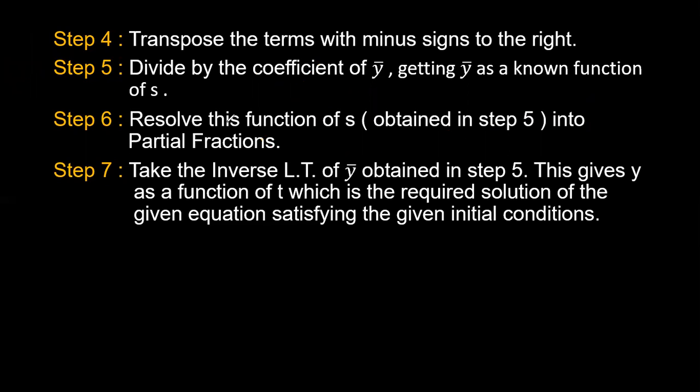Now what we have to do: after getting the function Y(s), we resolve this function by using the partial fraction method. You have to simplify the given function by using the partial fraction method. After resolving it, we apply the inverse Laplace transform in order to get the y(t) function, which is your required solution for the given differential equation, satisfying the given initial conditions. So these are the 7 steps you have to follow whenever a differential equation is given with initial conditions.